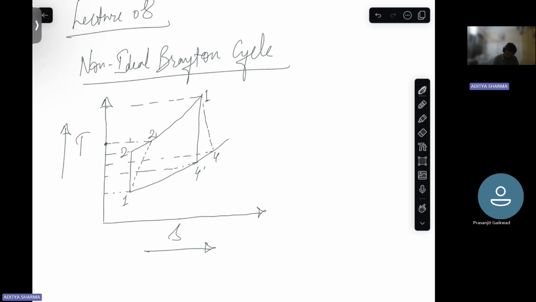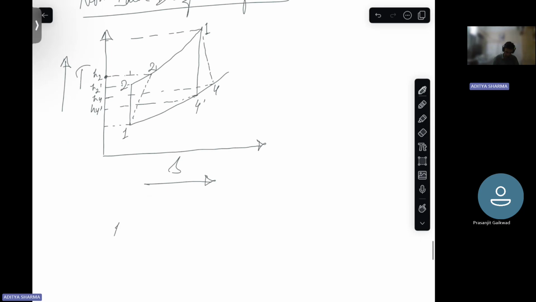Two, four, H2, H2 dash, H4, H4 dash. So what happens is, ideally for your compressor, 1 to 2 is the compressor that we know. Ideally it moves from 1 to 2 dash.